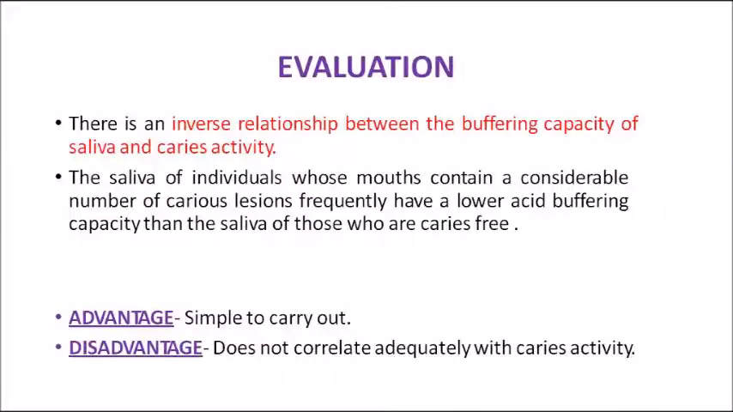For evaluation, there is an inverse relationship between the buffering capacity of saliva and caries activity. So if the buffering capacity is more, caries activity will be less. The saliva of individuals whose mouth contains a considerable amount of caries lesions has a lower acid buffering capacity than those who are caries free. It is very simple to carry out, but does not correlate adequately with caries activity. That is the important disadvantage of this test, the Dento-Buff test or salivary buffer capacity test.